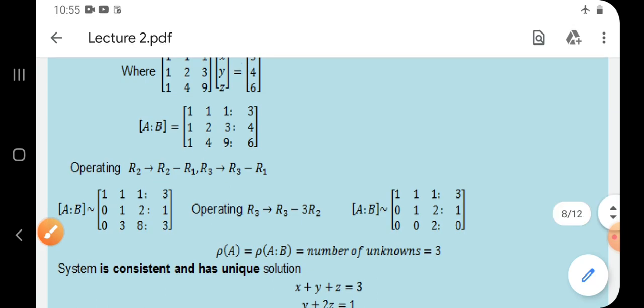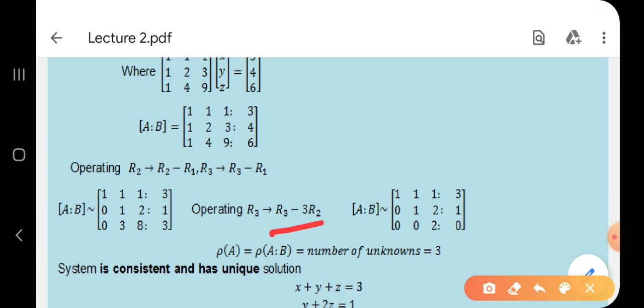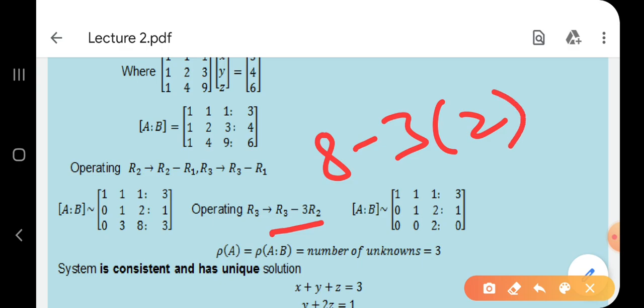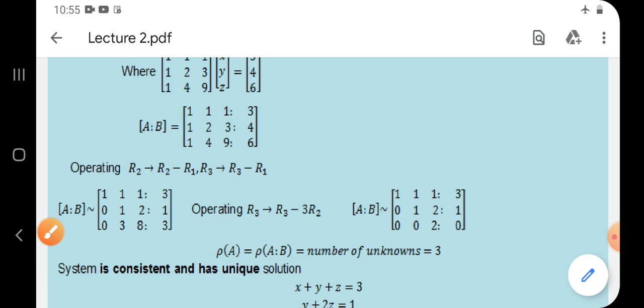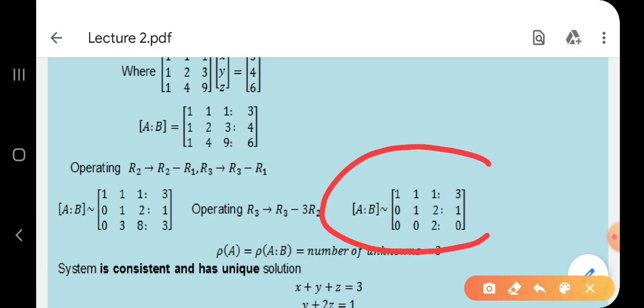So R3 minus 3 R2 is my operation. We get 1 1 1 3, 0 1 2 1, and the last row is 0. 3 minus 3 is 0, 8 minus 3 into 2, that is 8 minus 6, is 2, and 3 minus 3 becomes 0. So this is my matrix. Now concentrate on this last matrix, the augmented matrix AB.